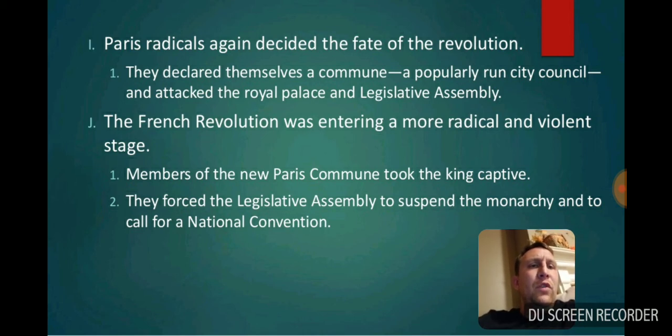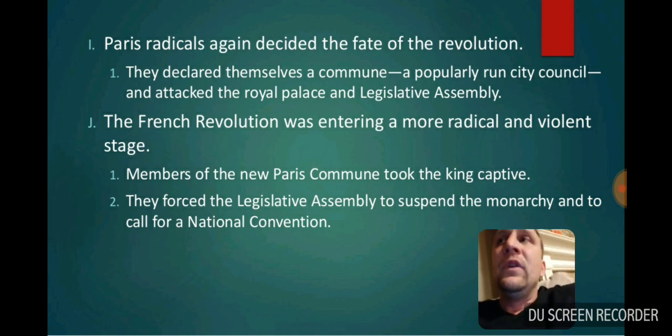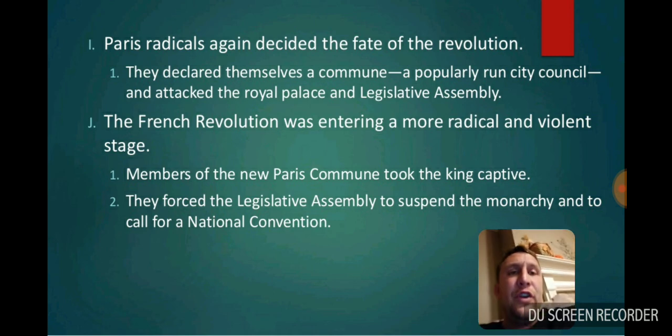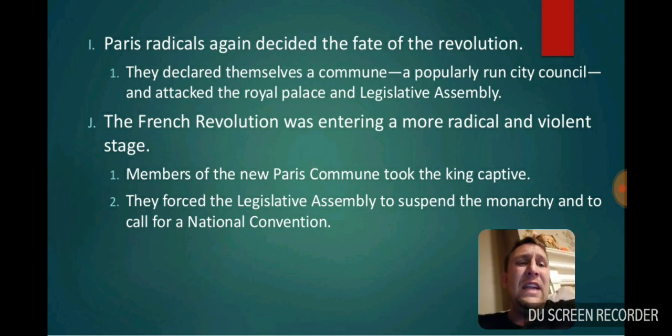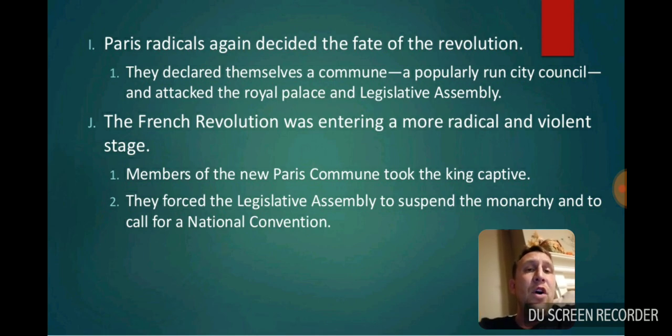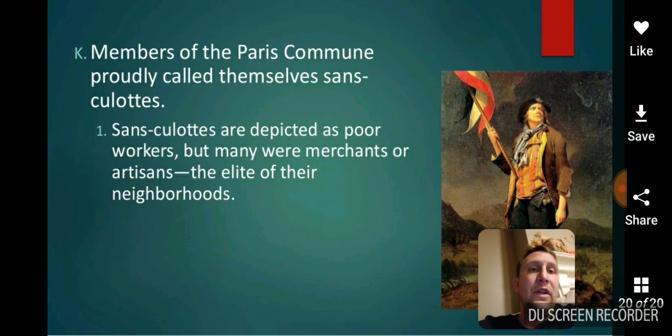The French Revolution entered a more radical and violent phase. Members of the new Paris Commune took the king captive. This is after the king tried to run to Austria. He became a turncoat at that point, and as a result, the only path for a traitor is death. So the king will be tried, and he's put to death by one vote. One vote seals his fate, and he is dead. They forced the National Assembly to suspend the monarchy and to call for a national convention. So we'll talk about that a little later.